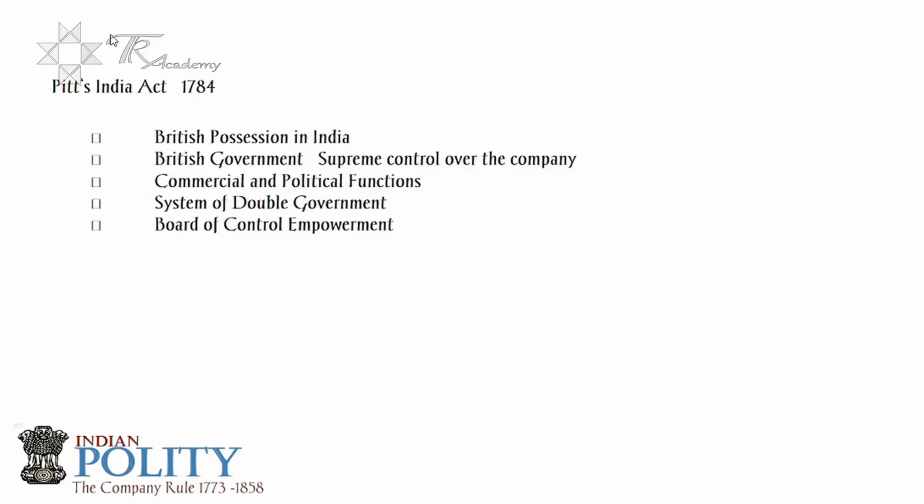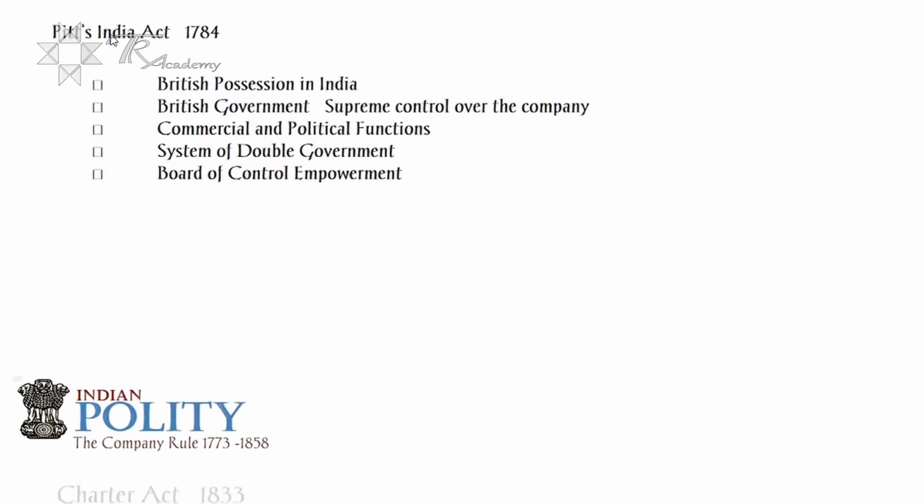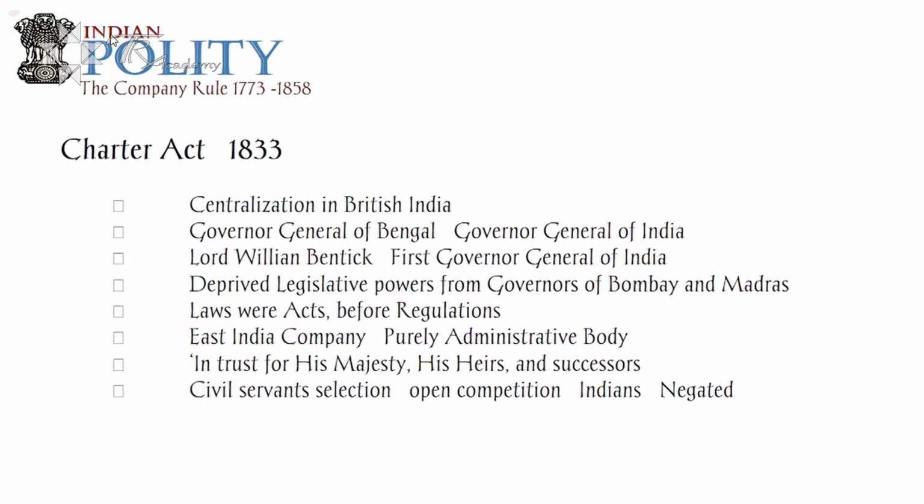The Court of Directors was to manage the commercial affairs, and to manage the political affairs, a Board of Control was formed. The Board of Control was empowered with the duties to supervise and direct all operations of the revenues, civil and military affairs.